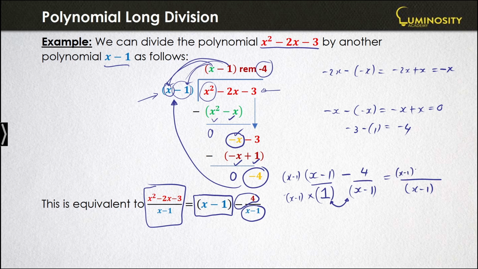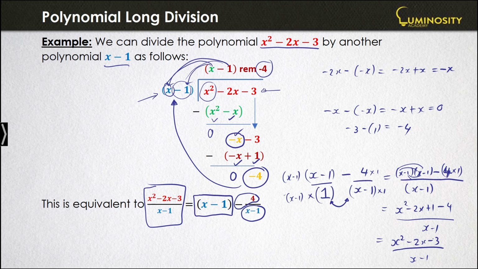So I get x minus 1 times x minus 1. Then there's a minus separating the terms. And then the 4, what did I need to multiply the denominator here by? 1. So I multiply the numerator by 1. That's minus 4 times 1. Okay, so now what does that become? Well, if I expand that product out, I get x squared minus 2x plus 1, and then minus 4, all over x minus 1. But then that cleans up on the top to x squared minus 2x minus 3, all over x minus 1. And that's exactly the same algebraic fraction that we started off with.